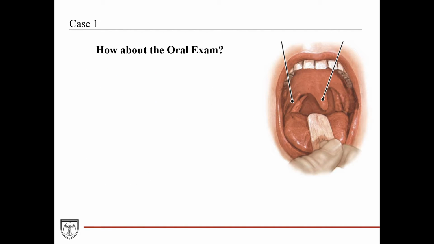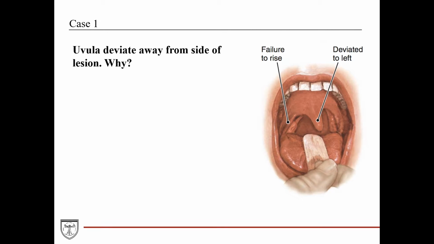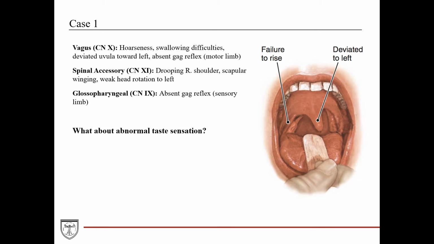So how about the oral exam? We kind of pointed this out already. If you look at this, the uvula is deviated away from the side of the lesion. So if we do the right, do the left, obviously it's deviated to this side. You also see failure to rise. That's because these muscles are very weak. So why is that? Weakness of the soft palate muscles, and so we want to pay attention to that as well.